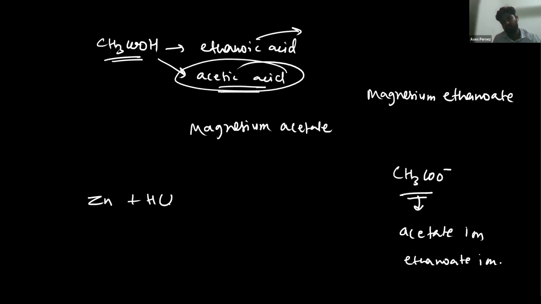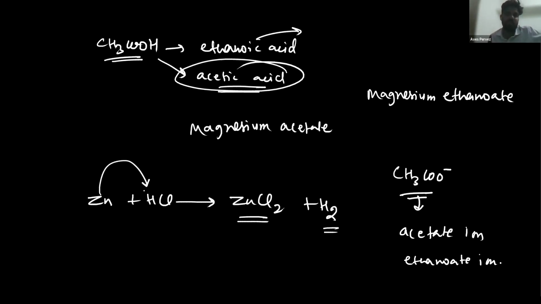Okay, now moving to the next part, zinc. Zinc when reacting with HCl, what would happen? It will be ZnCl2 plus hydrogen gas, H2. Why hydrogen gas? Zinc displaces hydrogen from hydrochloric acid, because it is more reactive than hydrogen. And why am I writing here ZnCl2?